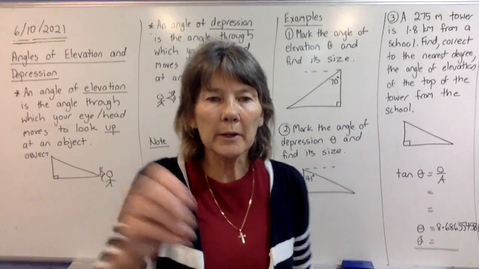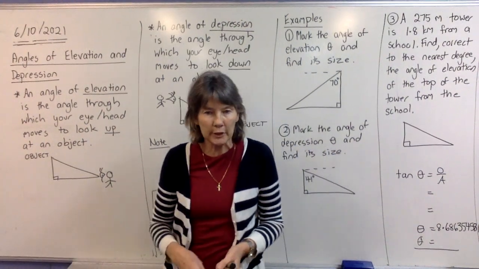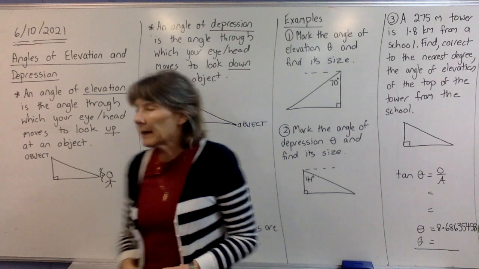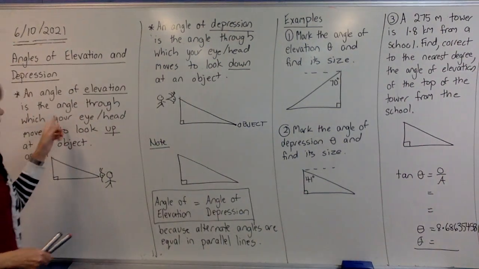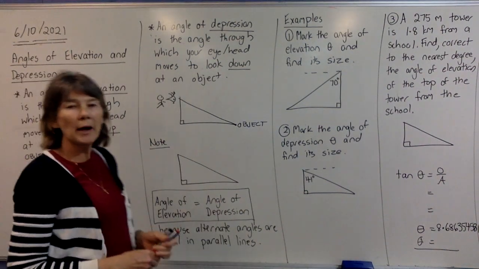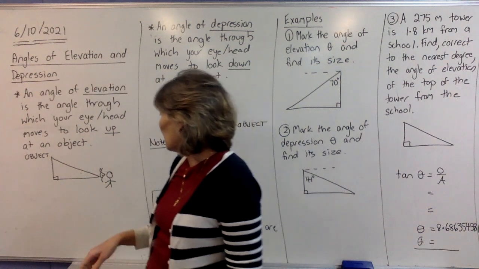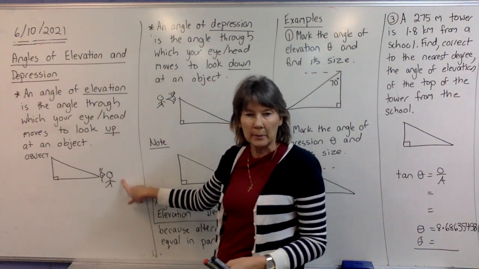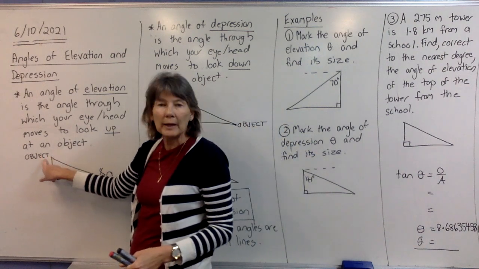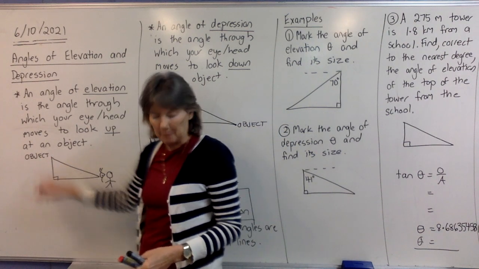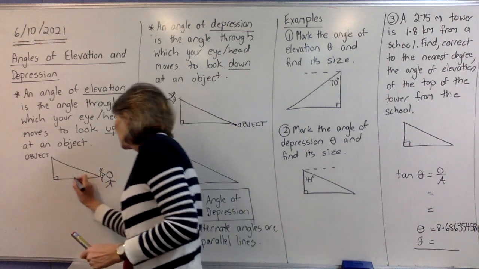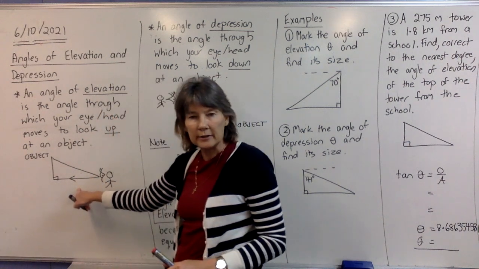Okay, so we're going to be looking at angles of elevation and depression today. So an angle of elevation is the angle through which your eye or head moves to look up at something. Okay, so that means that you're situated down the bottom, you're going to be looking at the object that's up the top here. So your normal eyesight would be straight ahead.